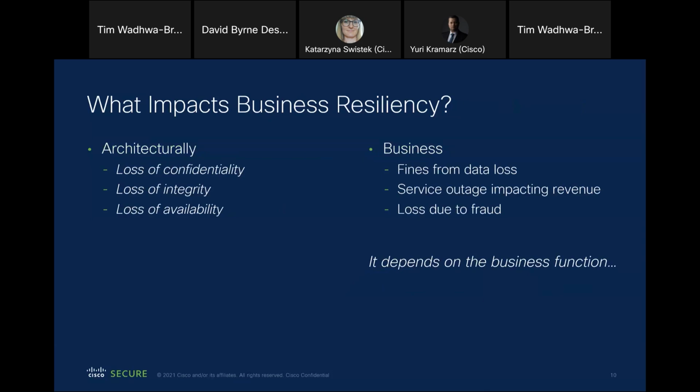But actually, take a step back, networks is just a function that allows the business to operate, but it's not really the value of a business. So when we talk about threat modeling, what we're really looking at is the things that enable the business to function. And that means ultimately the impact needs to think about fines from data loss or service outage affecting revenue or loss due to fraud. We put those into kind of buckets of confidentiality, integrity, availability, etc. But ultimately, each of these things is going to vary markedly depending on what business you are.